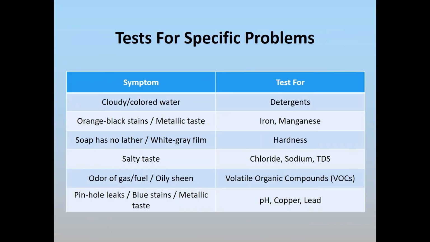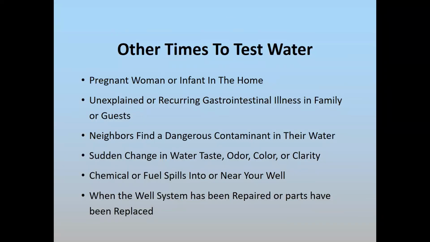You can also test your well if you're experiencing certain problems that you notice, whether it's cloudy water or orange or black stains that would indicate iron and manganese, or hardness, for example. If you get a lot of spots on your glasses and fixtures, that might be an indication that you have high hardness. The other times to test, of course, is if you have infants or pregnant women in the home. Again, they tend to be more susceptible to water contaminants, so it's a wise thing to test your water.